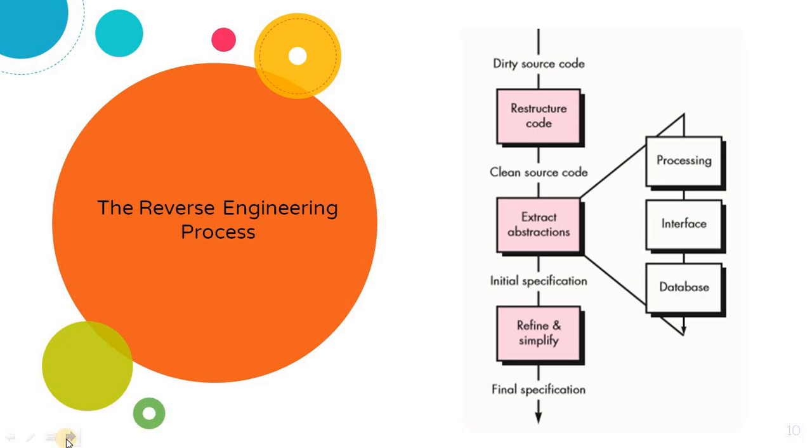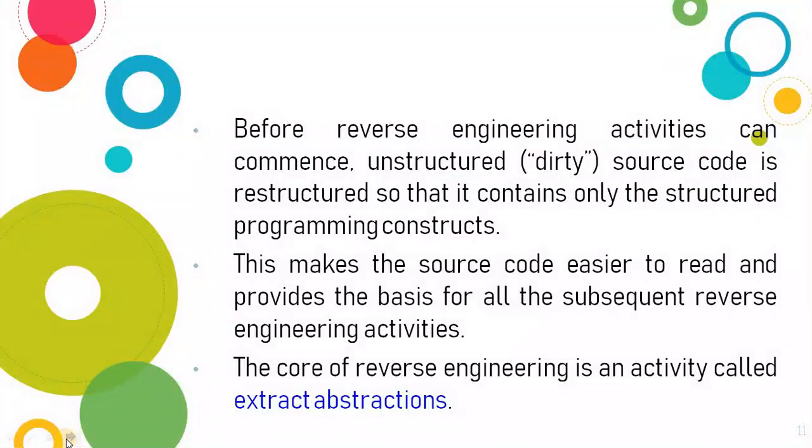From the clean source code we will extract some abstractions, and from that abstraction we will have the initial specification of the product. Then we will refine and simplify that specification. Finally we will have a solid specification of the product. So that's the exact reverse engineering process. Through reverse engineering we will try to extract some abstractions. So we will see what that abstraction is.